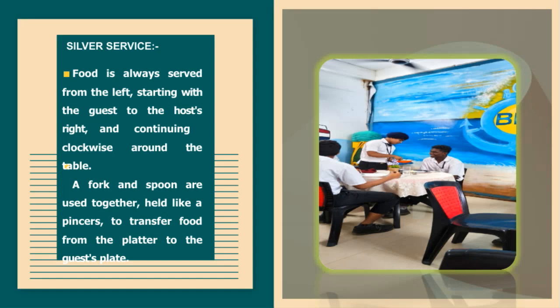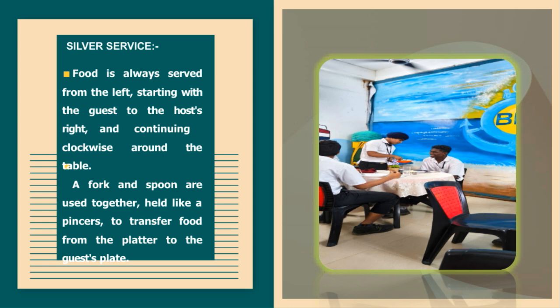Now let's talk about silver service. When serving food in this elegant style, it's always done from the left side of the guest. We start with the guest to the host's right and then move around the table in a clockwise direction. This method ensures a smooth and organized flow of service.